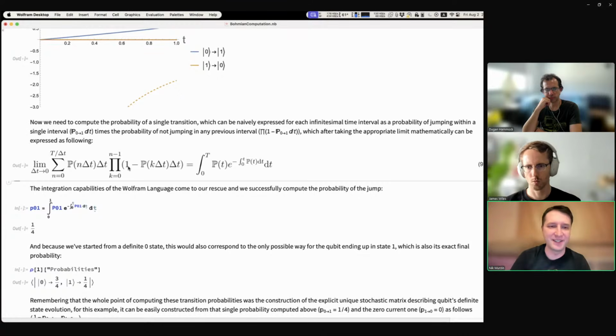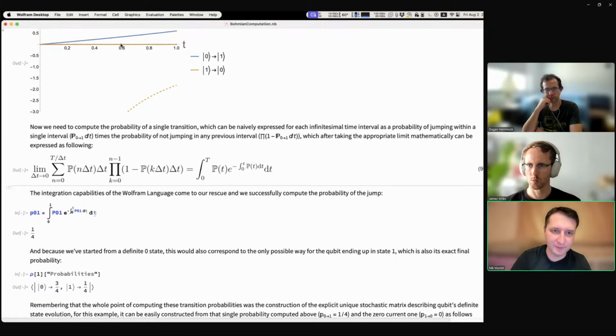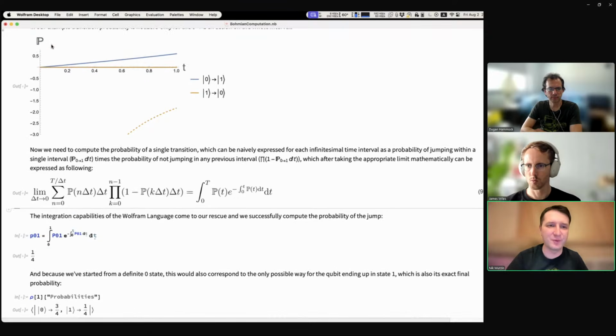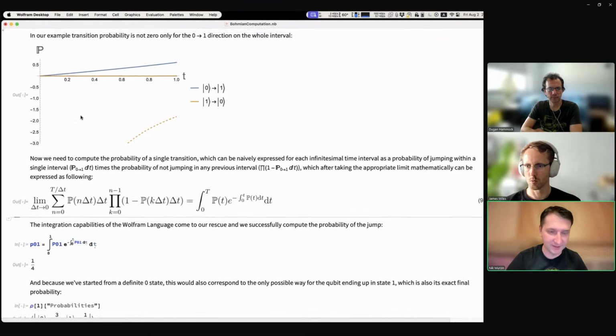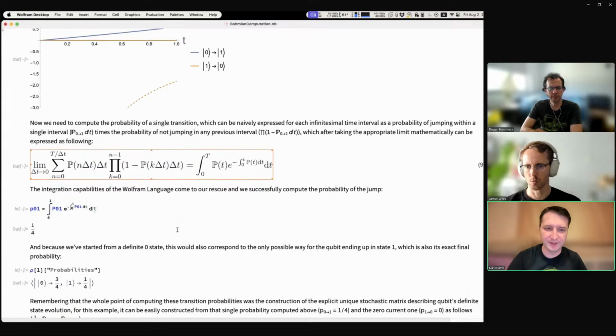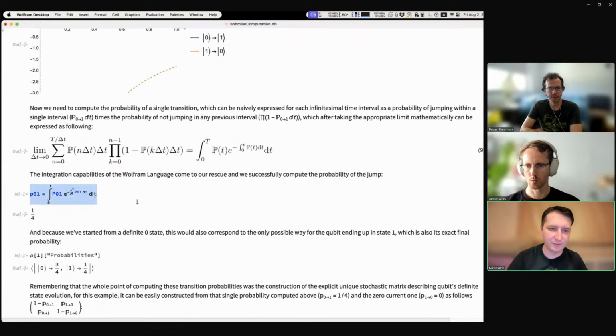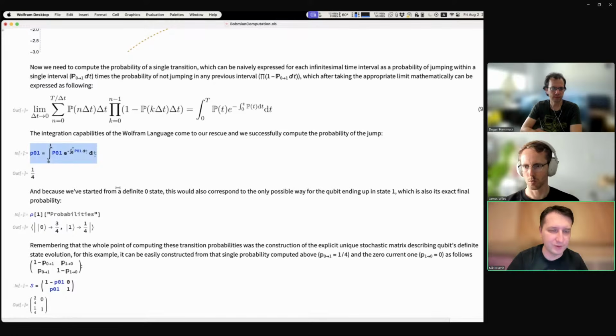Essentially, you can interpret it: you either jump in this unit interval of time, like this tiny one somewhere here, and not jumping before that. So you can formulate the probabilistic problem like that, and then you just integrate this expression, sum over it, take the limit, and you get this kind of integral. So for this simple example, we can actually compute it exactly.